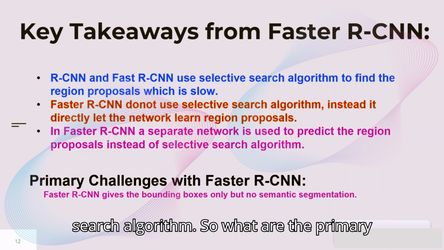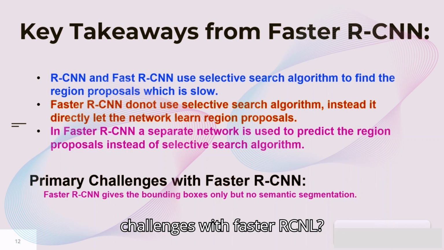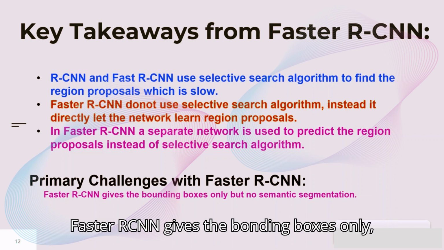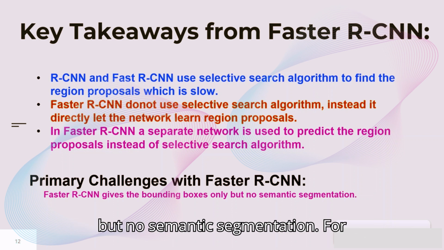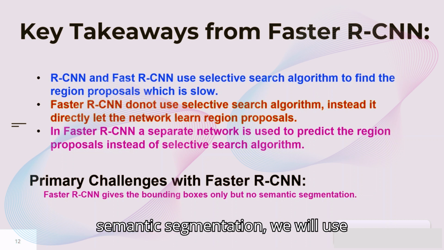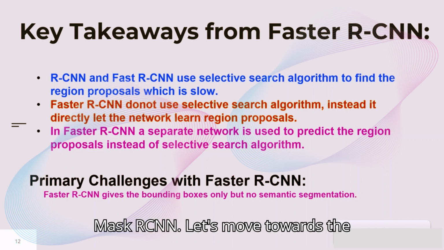So what are the primary challenges with Faster RCNN? Faster RCNN gives the bounding boxes only, but no semantic segmentation. For semantic segmentation, we will use Mask RCNN. Let's move towards Mask RCNN.